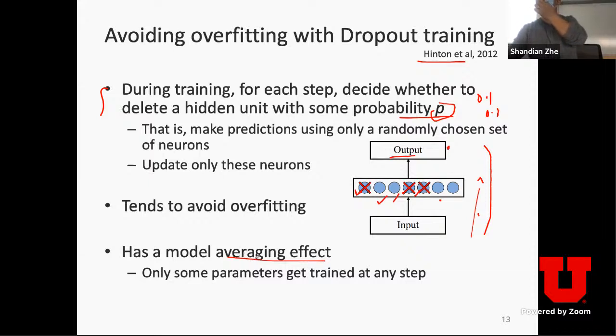Does it make sense? We may want to give some exam questions about that, but I just want to share with you some state-of-the-art techniques.